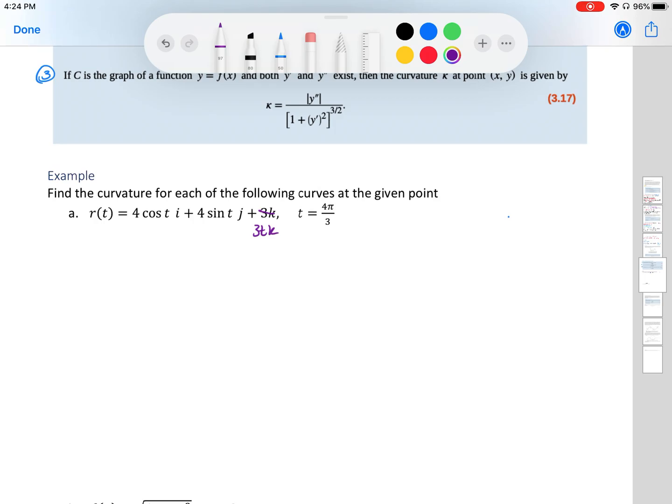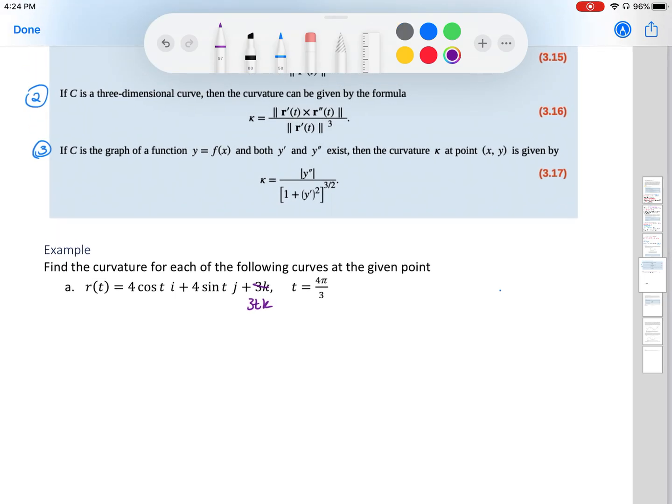Okay, well first we need to find that T of t, which is made up of r prime of t divided by the magnitude of r prime of t. So that's going to be your first step. And then once we find that value, then I can use one of our formulas above. We can actually use that first one, where K is equal to the magnitude of T prime of t divided by the magnitude of r prime of t.